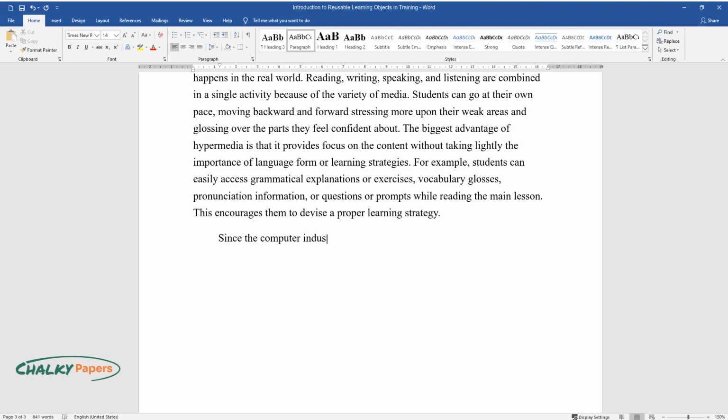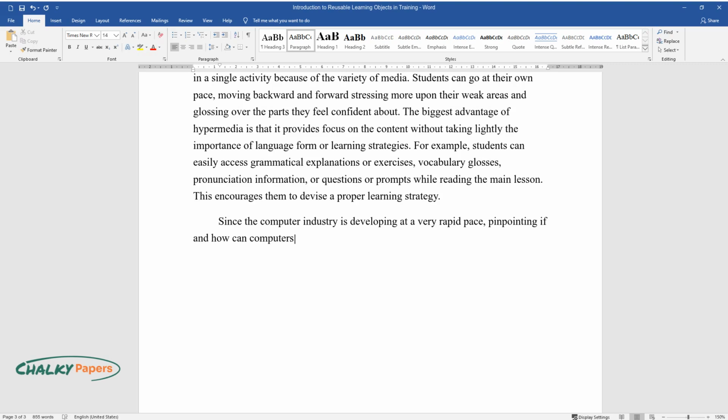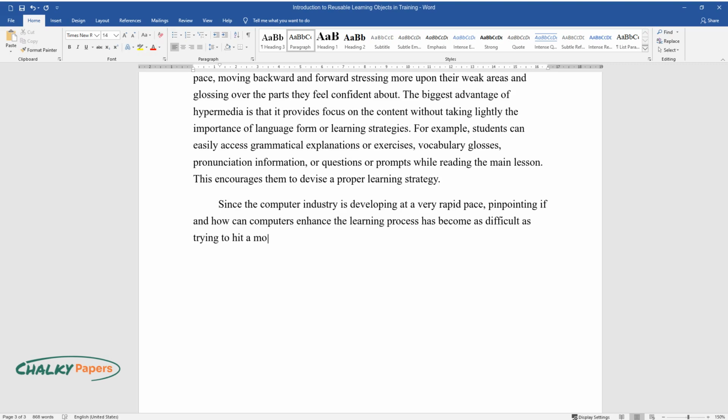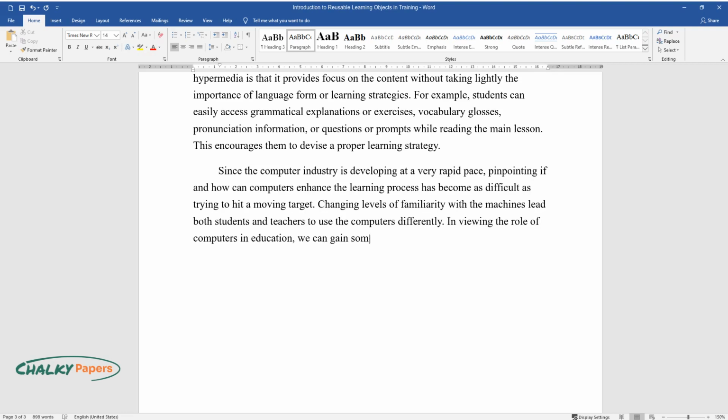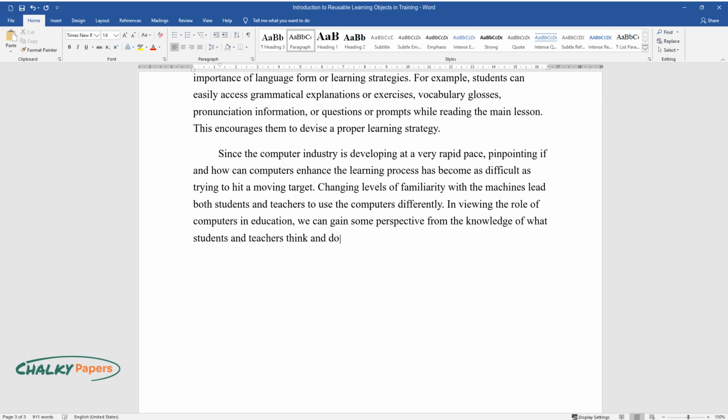Since the computer industry is developing at a very rapid pace, pinpointing if and how computers can enhance the learning process has become as difficult as trying to hit a moving target. Changing levels of familiarity with the machines lead both students and teachers to use the computers differently. In viewing the role of computers in education, we can gain some perspective from the knowledge of what students and teachers think and do with computers.